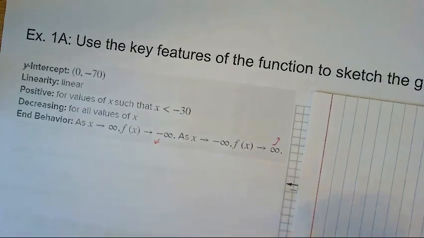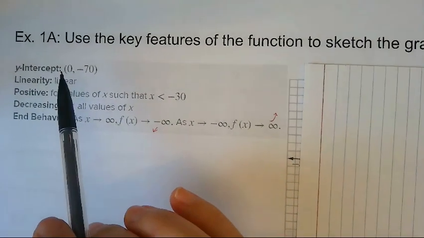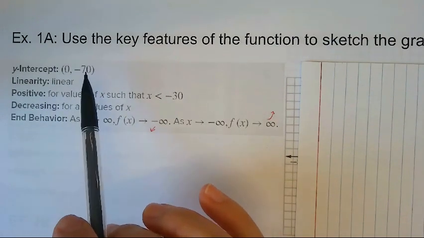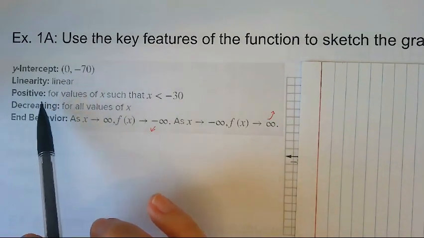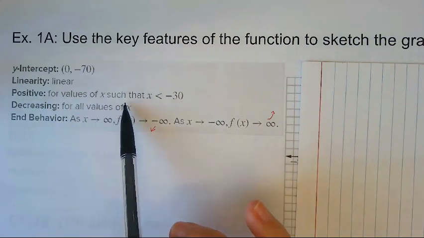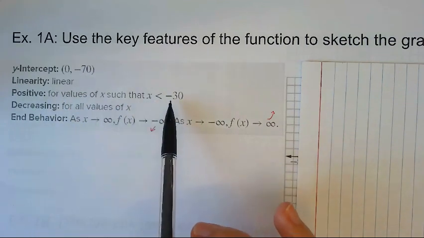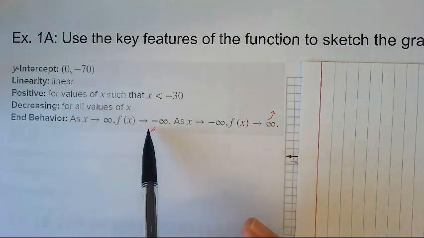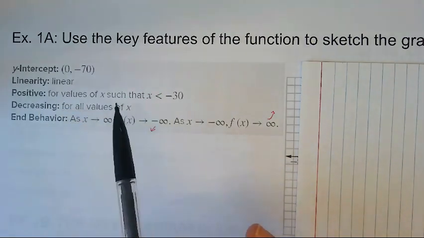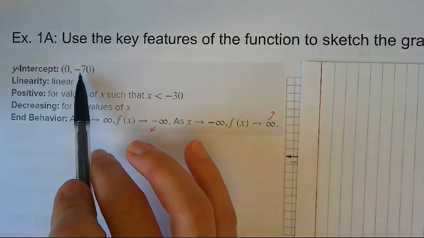So I have this example here where it's a y-intercept at (0, -70). I have that it's going to be a linear function. I'm going to be positive for these values that x is less than -30. I'm decreasing for all my values, and then it shows me my end behavior. So the first thing I did is I went ahead and plotted my y-intercept.